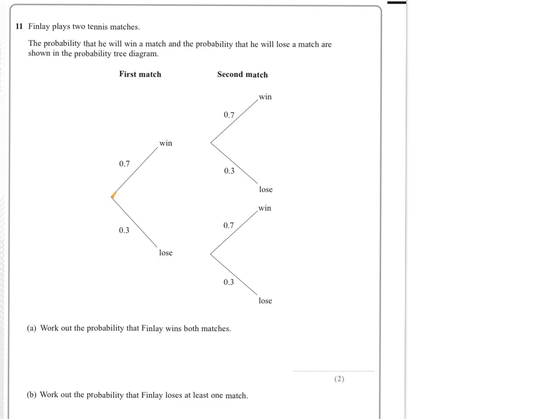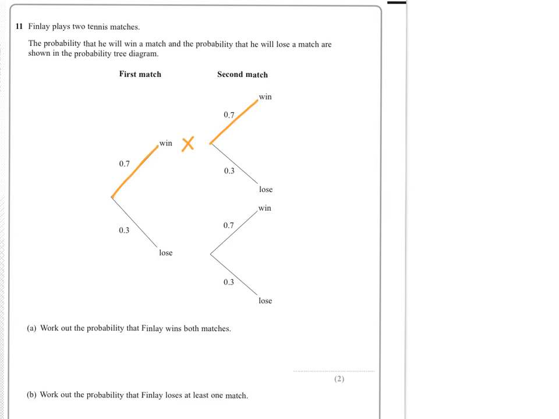So we want a win followed by a win. Now, I have a video on why we multiply probabilities on probability trees, and I'll try and put a link on if I remember. If not, I can tell you now where I think it is. I think you go into a playlist called probability and you should see an explanation in there of why you multiply. Okay, so I'm going to assume you know that.